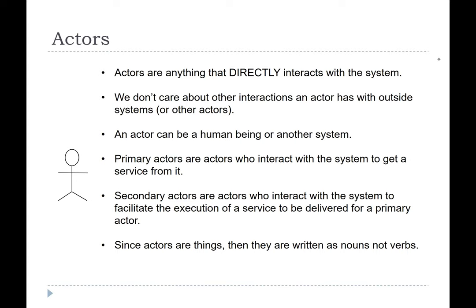Primary actors, we like to define those as the ones who interact with us because they want a service. Secondary actors are those actors that we, the system, interact with in order to facilitate a service for a primary actor, okay? And I gave the whole e-commerce purchasing example where I'm dealing with the credit card system to facilitate the purchase for another actor.